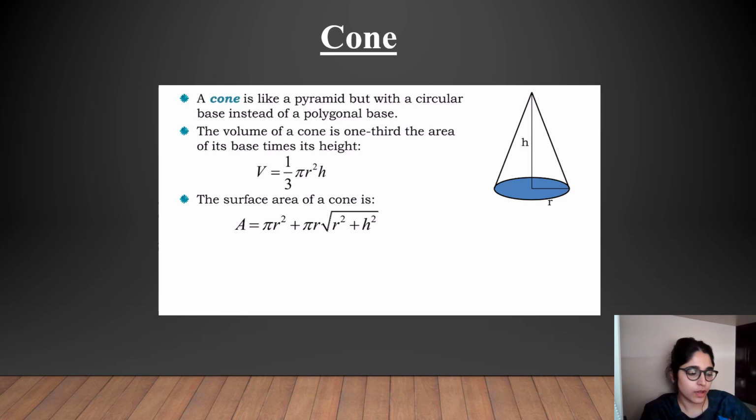Then we go to the next one, which is the cone. A cone is like a pyramid but with a circular base instead of a polygonal base. The volume of a cone is 1/3 the area of its base times its height. V will be equal to 1/3 pi r square h, and the surface area of a cone is A equal to pi r square plus pi r into root of r square plus h square.